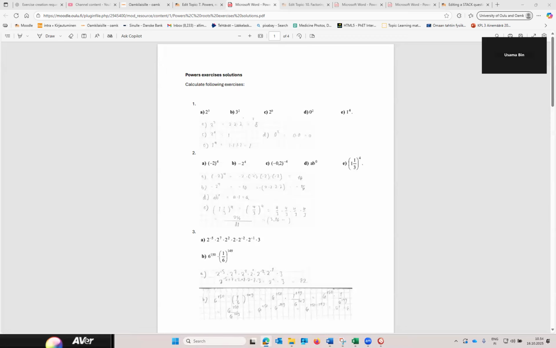3B, yeah. When you work one, there, 1 over, or 1 to the power of 149, then over 6 to the power of 149. If the 1 just cancels out, it's just 1. Because it's just 1. Yeah, you can multiply the 1 with itself as many times as you want, but it's still 1.